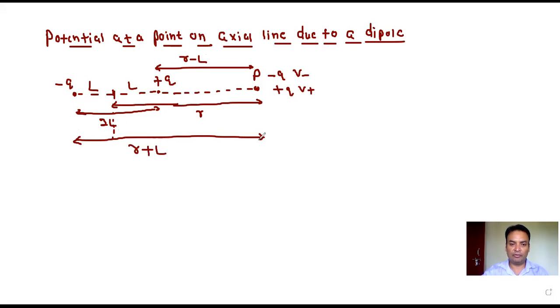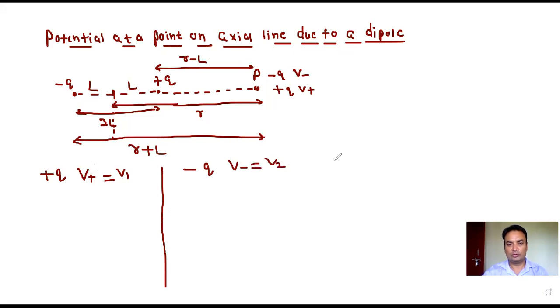So first I will find the potential due to plus Q charge, and here I will find the potential due to minus Q charge. Let me call the potential due to plus Q charge V1, which is positive, and the potential due to this charge V2, which is negative. So the total potential, I know, will be equal to V1 plus V2. So we will first calculate V1 and V2.